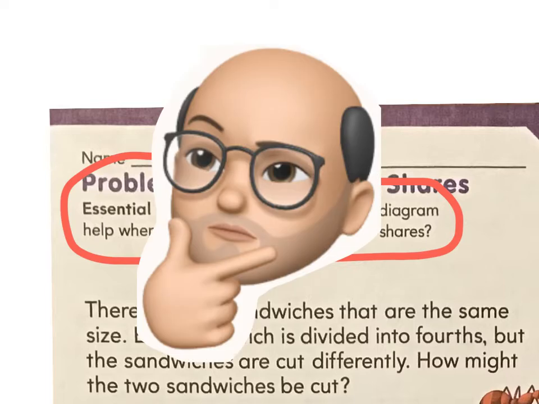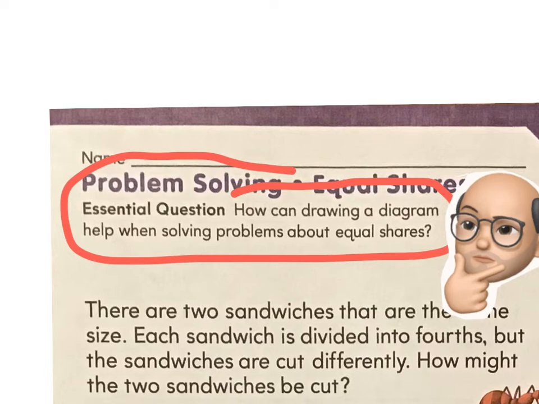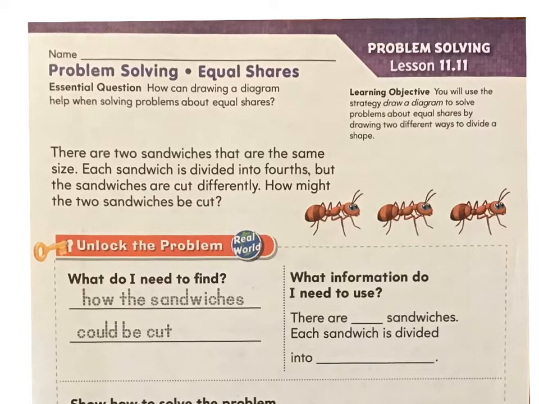Let's think about that for a second. How can drawing a diagram help when you're solving a problem about equal shares? Let's take a look at our example. There are two sandwiches that are the same size. Each sandwich is divided into fourths, but the sandwiches are cut differently. How might the two sandwiches be cut?